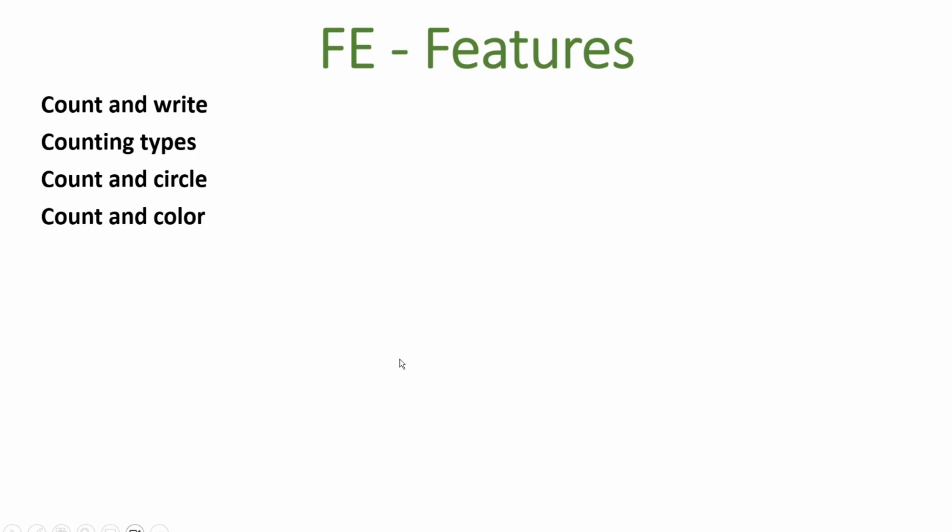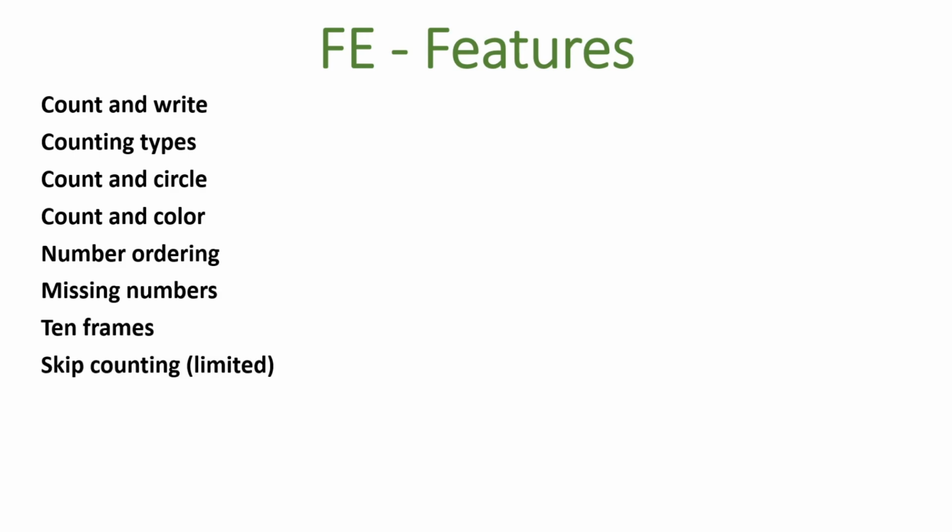Okay, so that's 4 down. Let's go ahead and take a look at number ordering, missing numbers, 10 frames, and skip counting as well. So let's go back into the app and take a look at them.